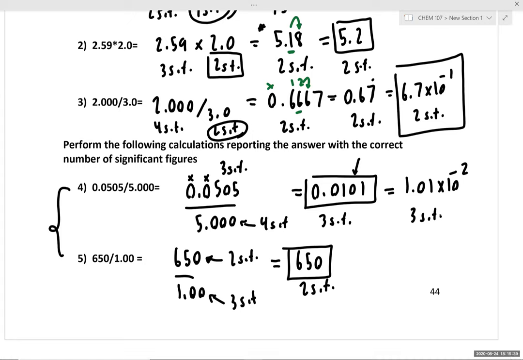Professor, when you got the 0.0101, did we multiply or divide on that? We divided because the form was division. Okay. Does that make sense? Yes, thank you. Any other questions I can address?